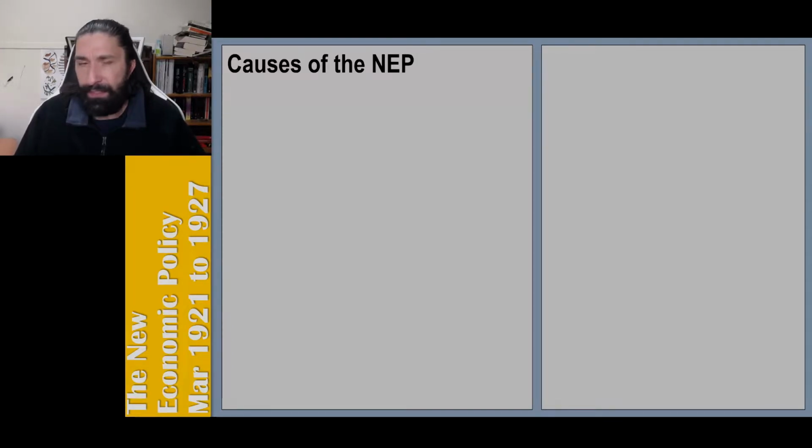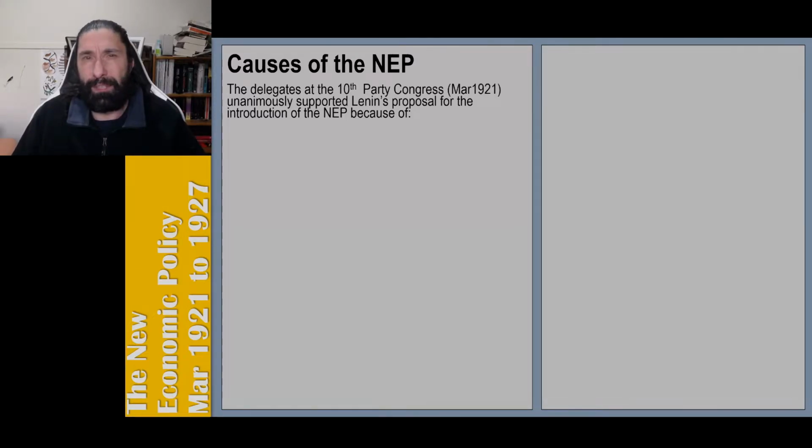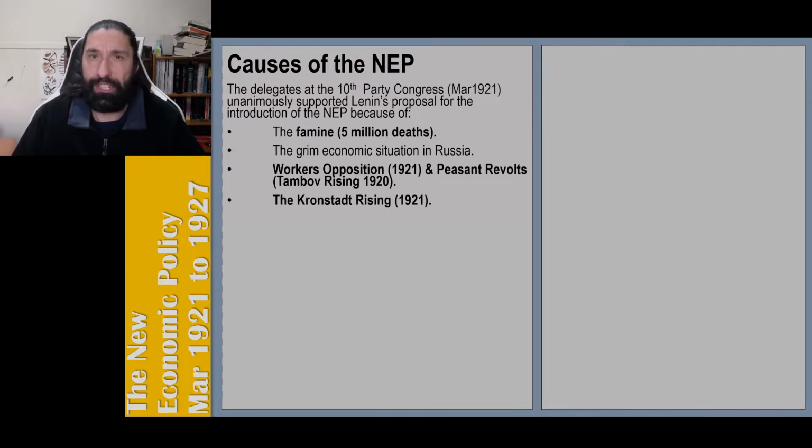The causes of the NEP, as I was just saying, there were a number of revolts occurring around this time, and at the 10th Party Congress in March 1921, Lenin proposed the introduction of the NEP because of the famine, which had killed 5 million people, and the grim economic situation in Russia as a result not only of the Civil War but of World War I as well. So you always need to remember that the Russians had been fighting war from July, August 1914 right up until 1921. So 7 years of war which had decimated the Russian economy, Russian industry and agriculture, and had contributed to the famine amongst other things.